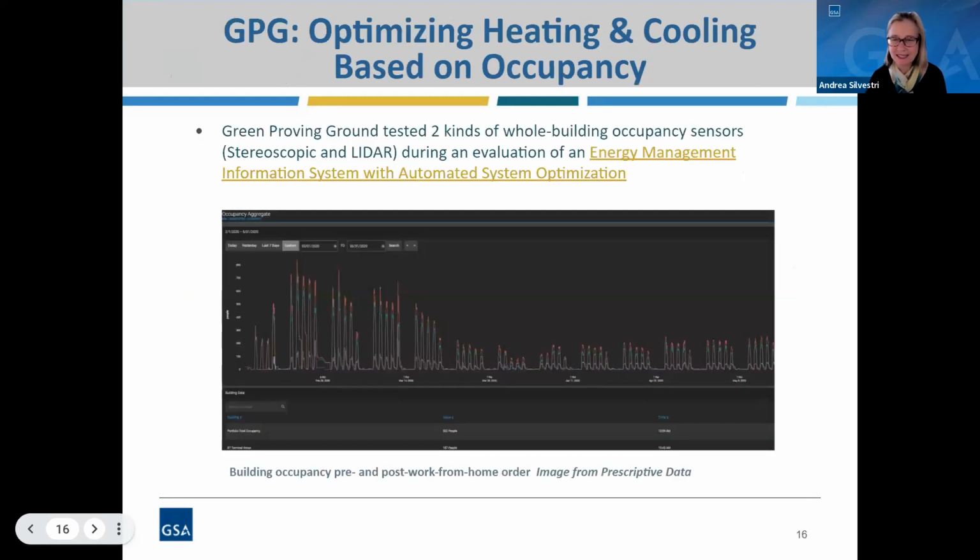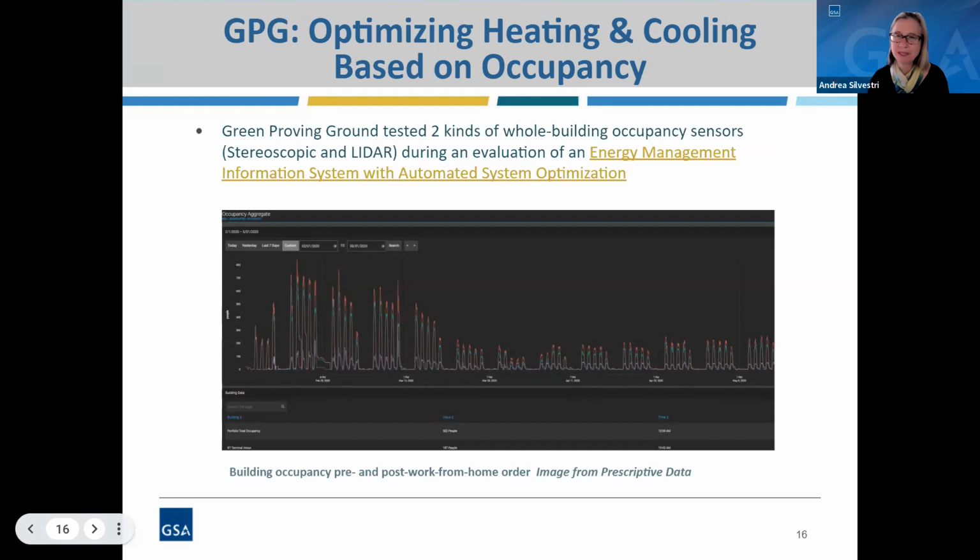In this second study of an energy management information system with automated system optimization, we tested 2 kinds of occupancy sensors. One was a stereoscopic sensor that captures 3-dimensional images, and the other was a LiDAR, or light detection and ranging sensor, that uses lasers. Both sensors were placed at entryways to collect non-PII data and to see how many people are in the building at any one time. So not just who is entering, but who is in the building, so that you can capture the actual occupancy.